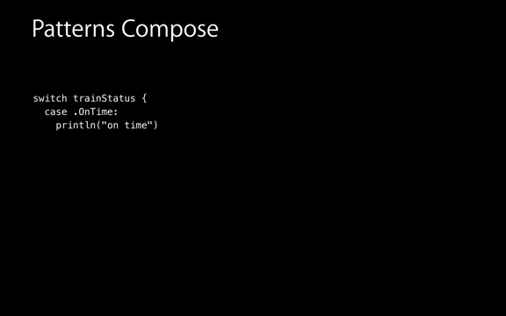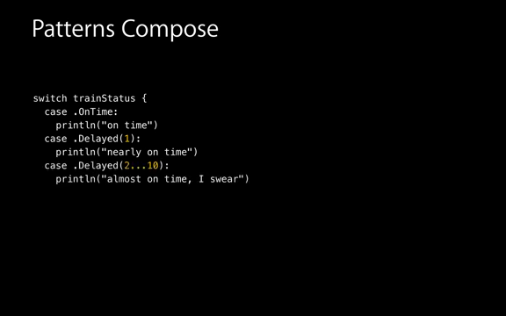Anything we do at the top level of a switch with an int, we can do to this associated value. So we can match it against a specific value. Say we're delayed by 1 minute. We can match it against a range of values. Say we're delayed from 2 to 10 minutes. We can also ignore the value altogether, and match any delay using the underscore, which is the wildcard pattern.